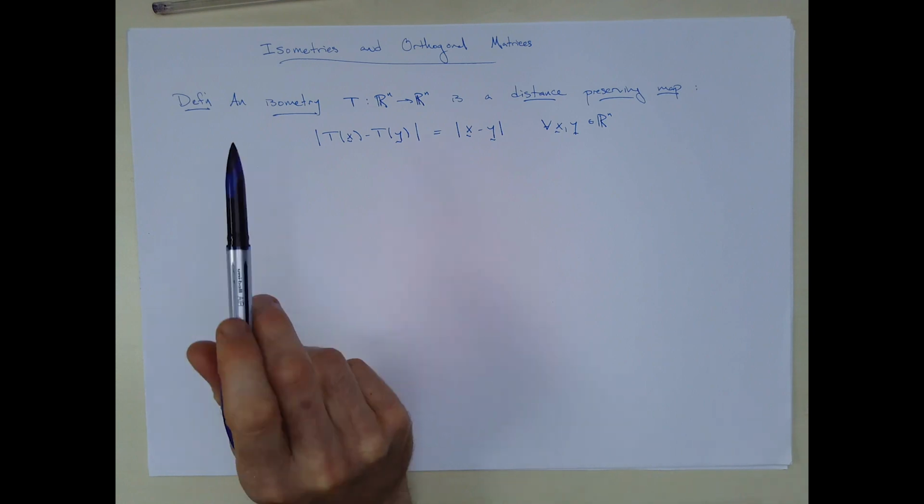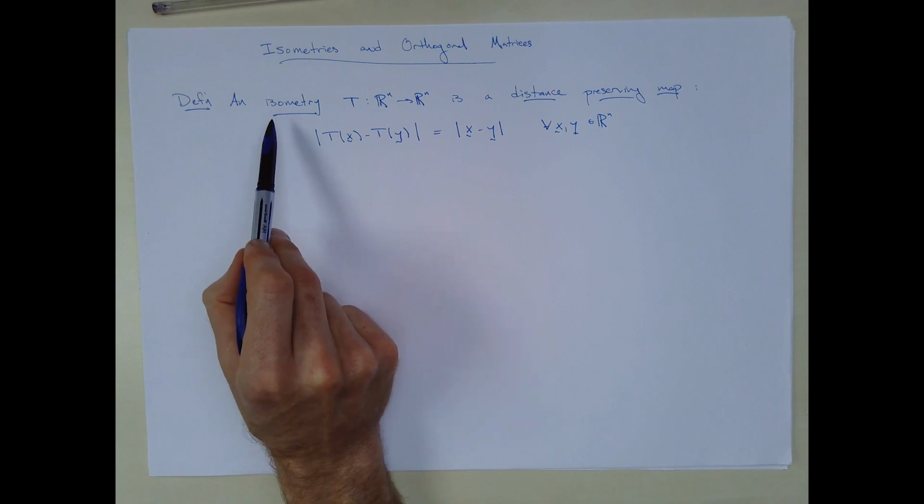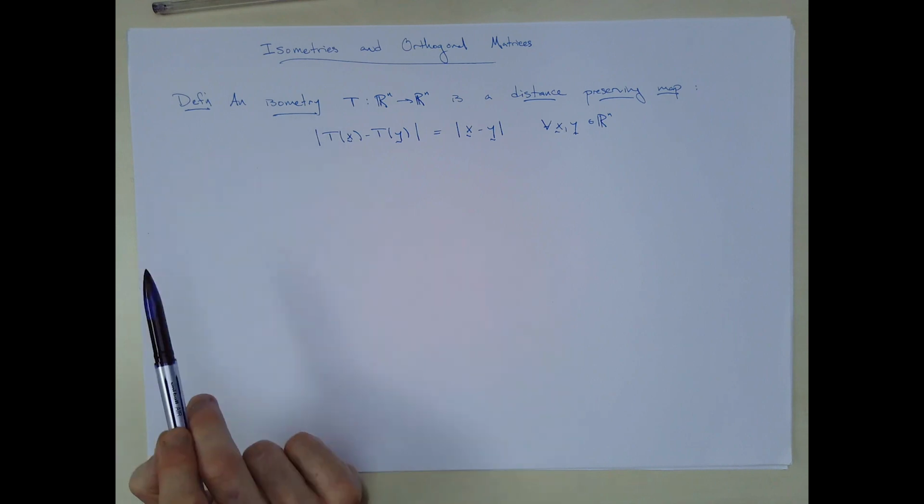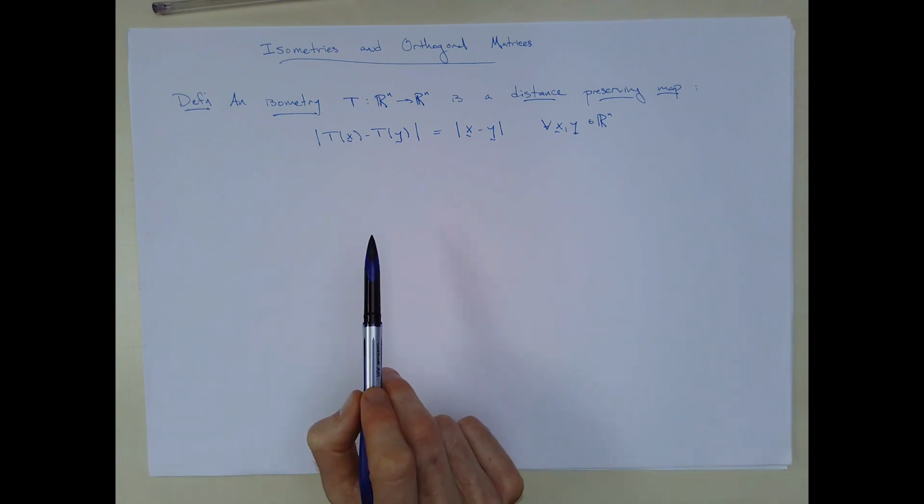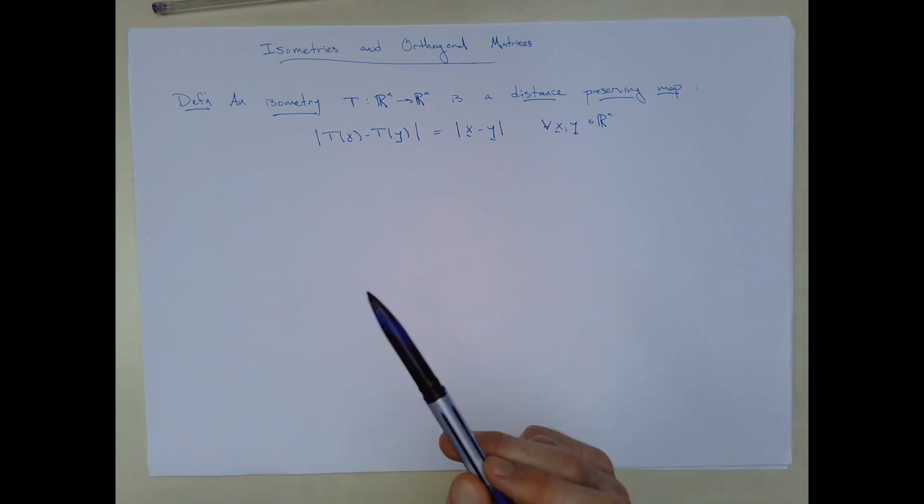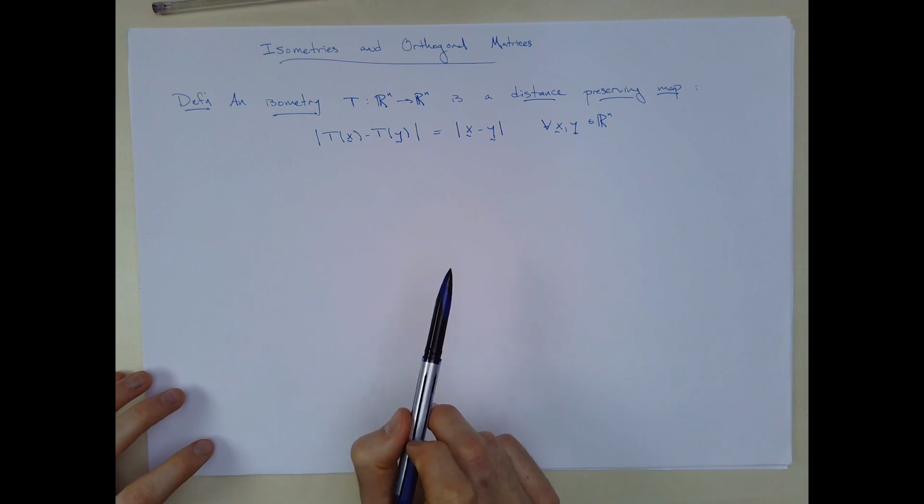Worth pausing for a minute. For one, the word itself is made up of iso, which means same, and metri, so metric, which is length, so same length. This is a really important type of map, distance preserving. Maps that don't change the length, we can think of as maps that don't distort. It's a really important concept that we'll see a lot through the rest of the course.